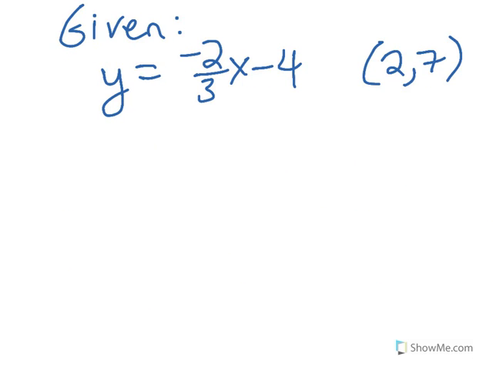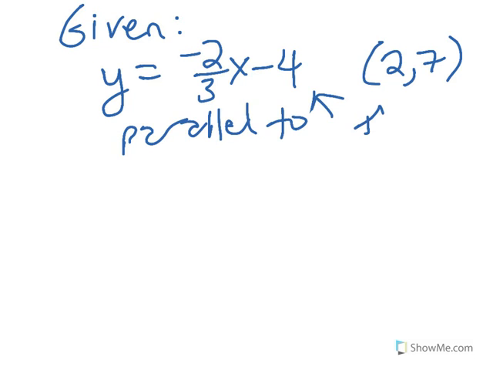So for the first example, we're given these two pieces of information: the equation of a line, y equals negative 2/3 x minus 4, and the coordinates of a point, 2, 7. Our task: find a line parallel to the given line that goes through the given point.